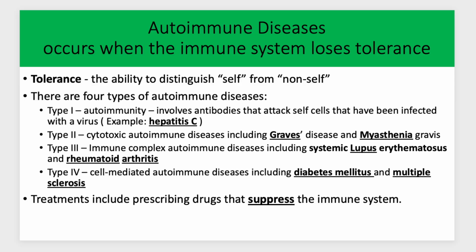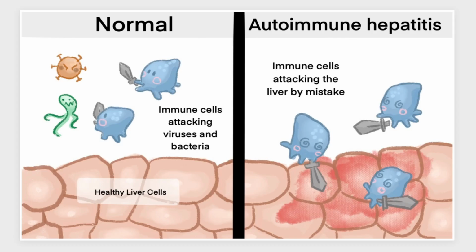So the treatments for these diseases, because they're autoimmune, is using drugs that suppress the immune system. And a lot of these drugs actually work really well to alleviate the symptoms of these diseases, but because they suppress the immune system, they make you more likely to get other types of infections and diseases.